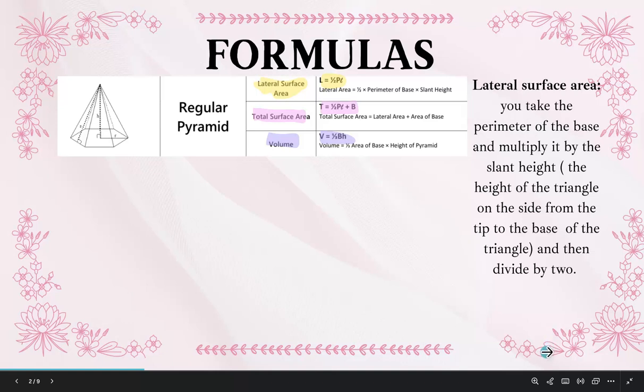The slant height is the height of the triangle on the side, from the tip of the triangle to the base of the triangle. And then you're going to divide it by 2, which is what this formula says right here. And when you see that 1/2, it is just dividing by 2. It means the exact same thing, so you don't have to freak out there.